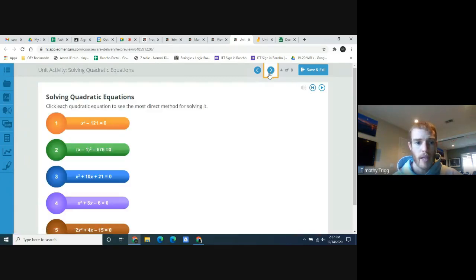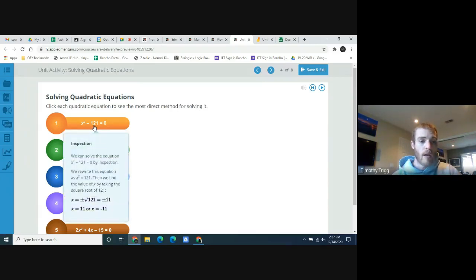All right, next page. And you can see some of the examples of each of these. So like this one, I can tell what squared minus 121 gives me 0. Well, I know 11 squared is 121. So 11 squared minus 121 is 0. So x must be 11. So this one I could just look at. x equals 11 or even negative 11. So plus or minus 11 in this case. And you can see the answer there, plus or minus 11.